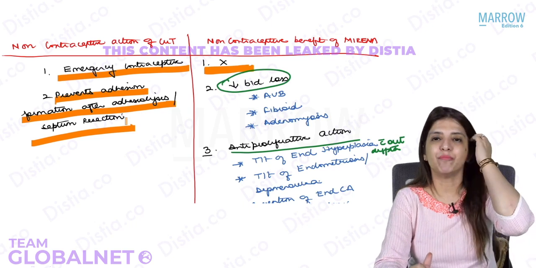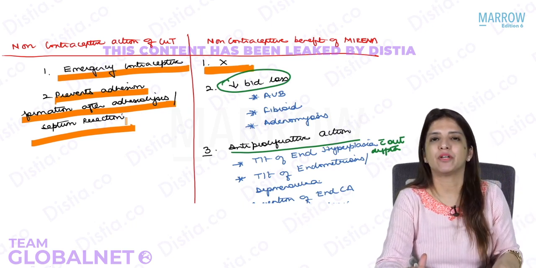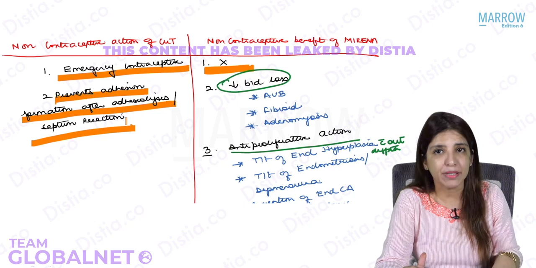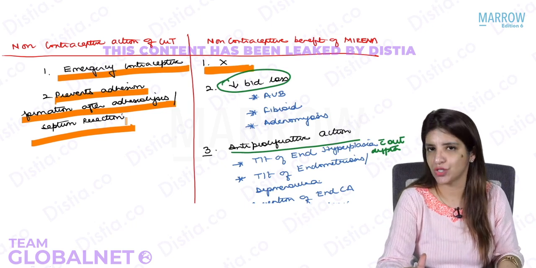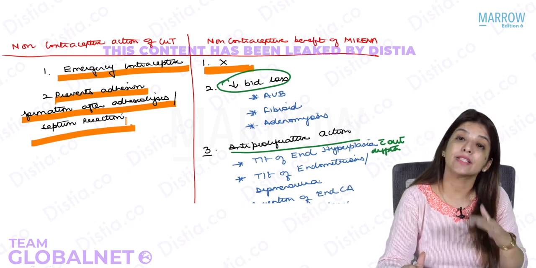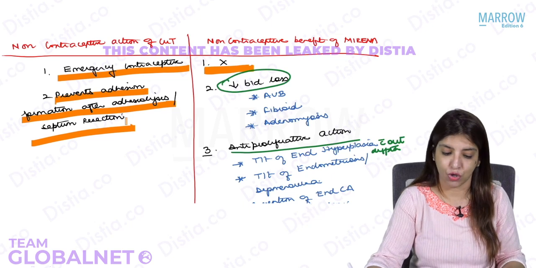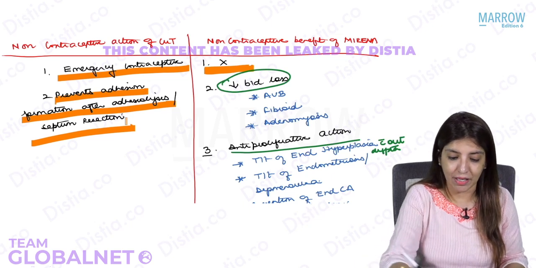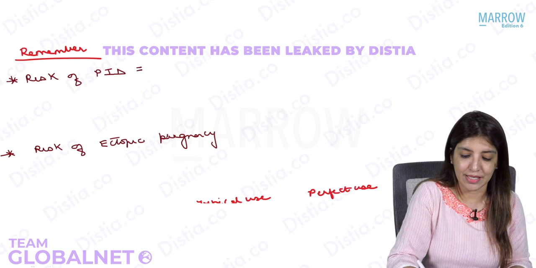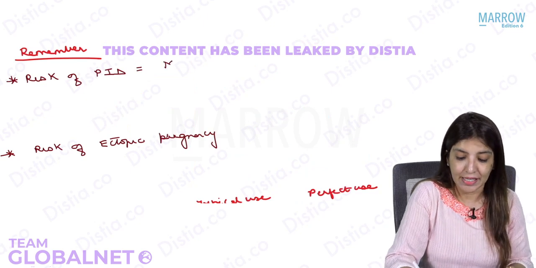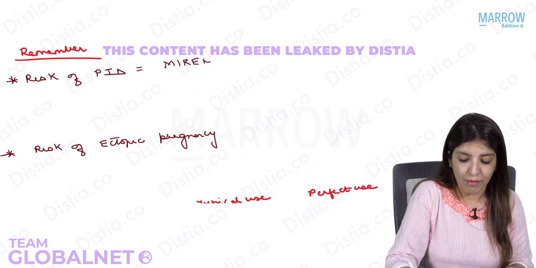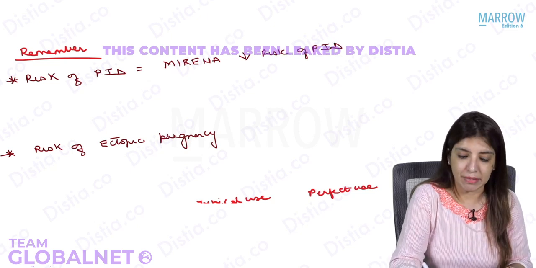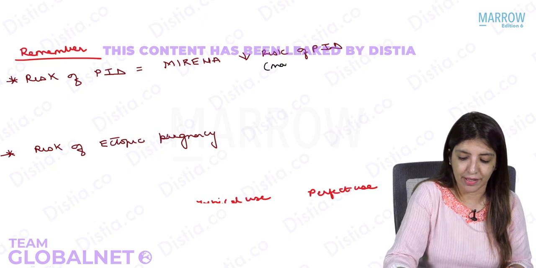So one very important difference between copper T and Mirena, I told you, was that copper T can be used as emergency contraceptive. Mirena cannot be used as emergency contraceptive. The second very important thing which you have to remember is about the risk of PID. Just now I told you Mirena decreases the risk of PID. Why? Because it makes cervical mucus thick.